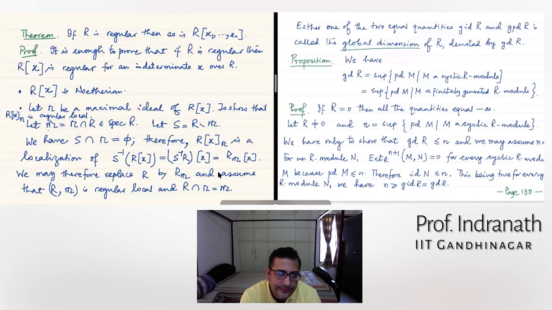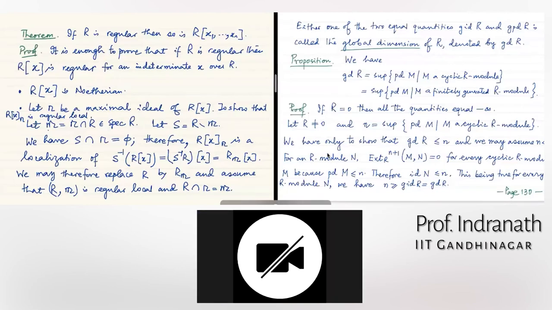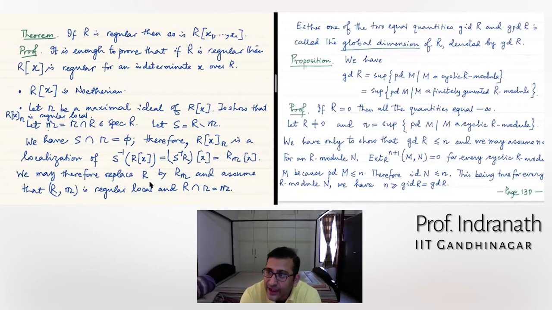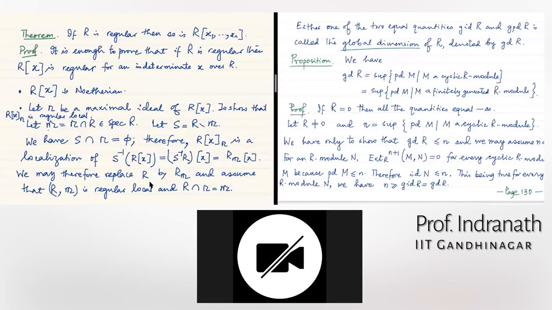Okay, Sampath. R_X localized at N means we're localizing elements outside N. N is maximal, and then you're inverting R minus S, basically. So the localization of this thing at R minus S will work.